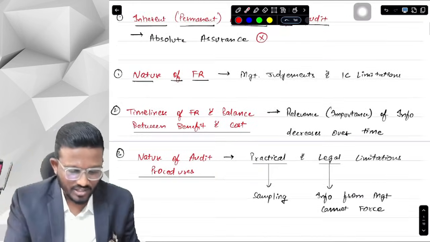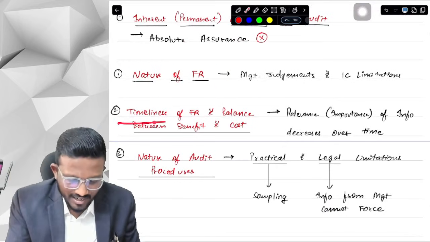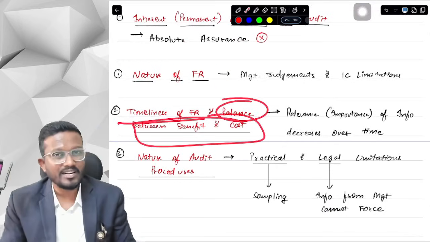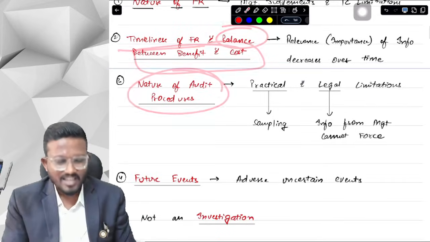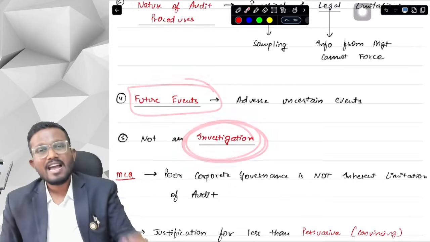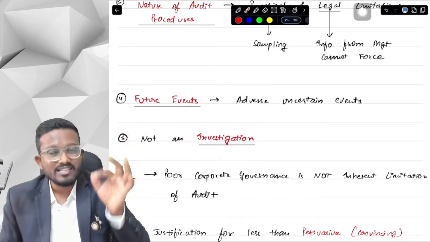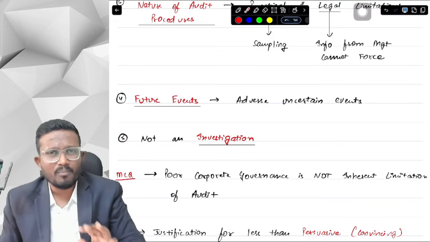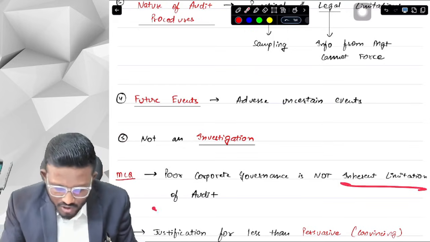What are the 5 limitations, sir? Nature of financial reporting, the timeliness of financial reporting and balance between benefit and cost. Third is the nature of audit procedures. Fourth is the future events, and fifth is investigation. Now, if there is any poor corporate governance, which means that the management is not working properly, is this an inherent limitation of audit? No, sir.